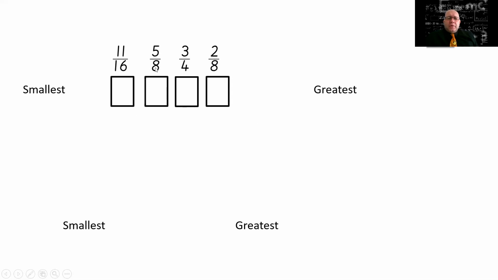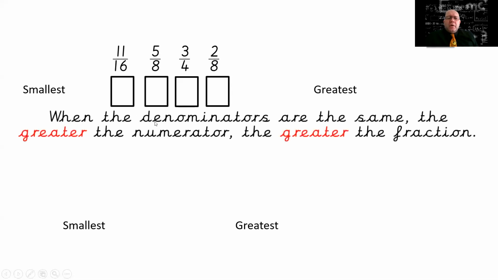Starting with this one, 5/8. Well, to turn an 8 into a 16, we're just going to times it by 2. Do the same to the numerator. Okay, so we've got 10/16. What about this one? To turn a 4 into a 16, we multiply by 4. Do the same to the top, multiply by 4. 12/16. And finally, turn an 8 into a 16, we multiply by 2. Multiply the top by 2. 4/16. So these in blue are equivalent fractions.